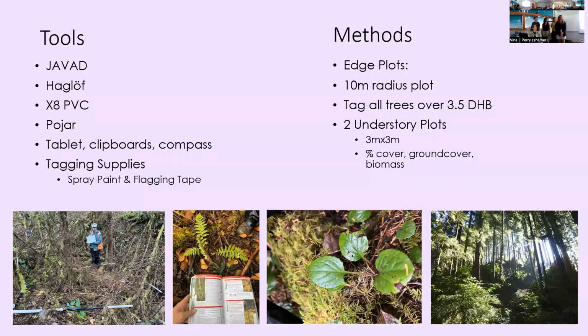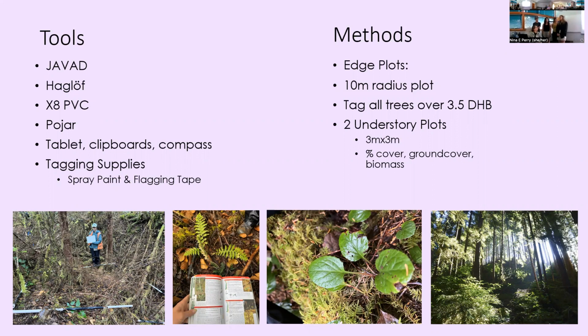We're friends now again. But some of the tools we used, of course, you've heard this before, are the Javad, the Haglöf, and then also PPT for understory plots, the Pojar, again tablet, compass, clipboards, and then tagging supplies. We did use spray paint a lot in these plots rather than a metal tag. And then for the smaller trees, we used just regular flagging tape.